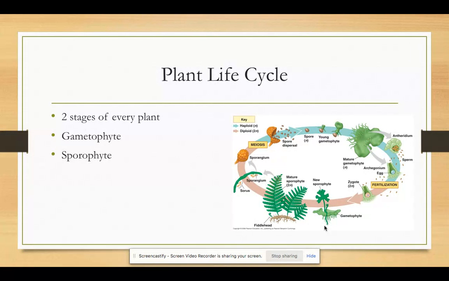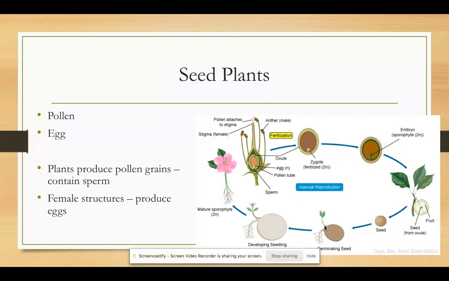The plant life cycle has 2 stages. They have a gametophyte stage and a sporophyte stage. Seed plants have pollen and an egg. Pollen is the male part of the plant and the egg is the female. The plants produce pollen grains, which contain sperm, and the female structures produce eggs.